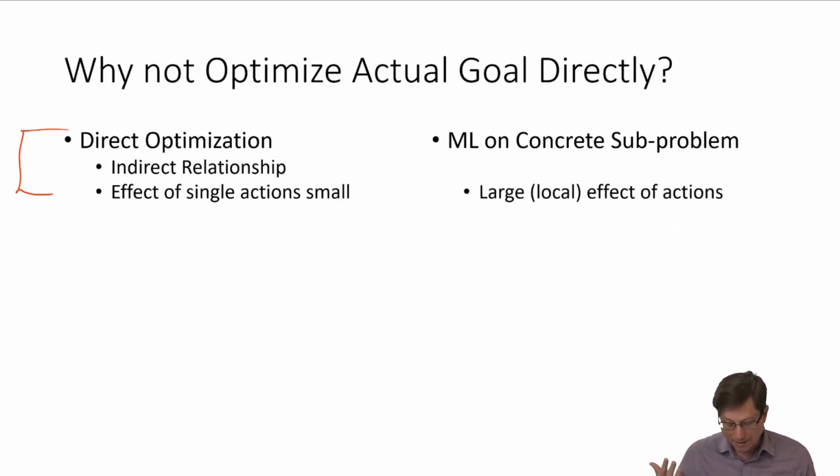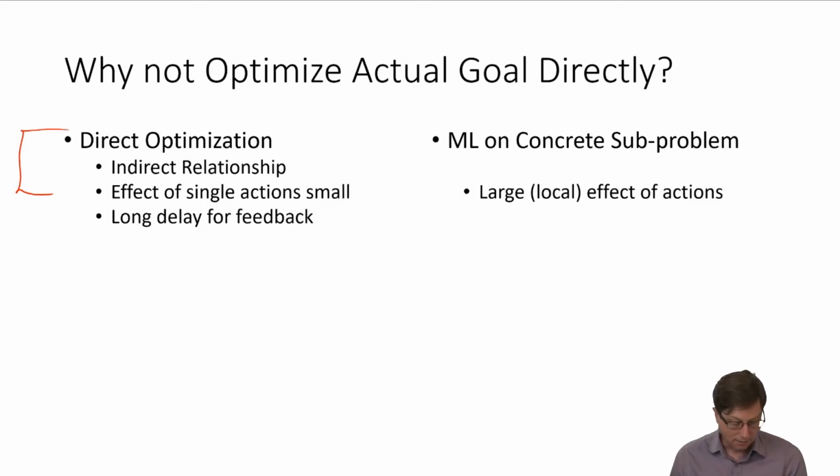And it should have large local effects of the action. So when you get a message or don't get a message, and delete a message or don't delete a message, those effects are all very direct and large locally, like the message is in the inbox or it's not. So when you're trying to create the sub-problem for machine learning, make sure you have large local effects.